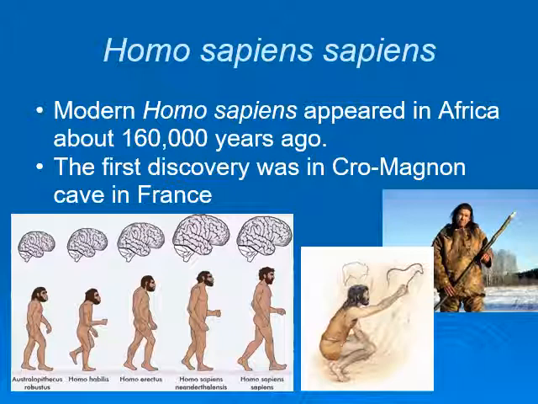So it appears that that's where our species kind of originated, and then we migrated out of that continent, 160,000 years ago, and spread across the world, and to kind of live how we are now.